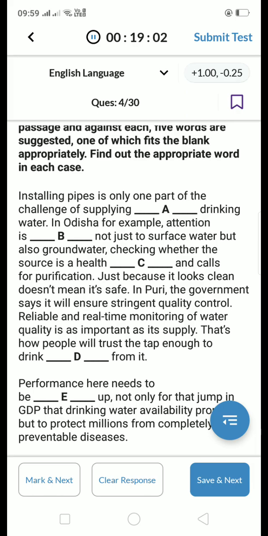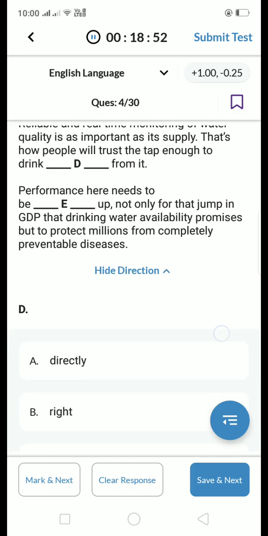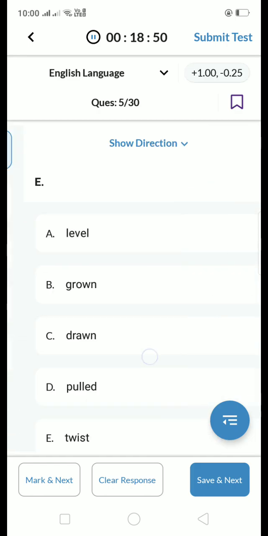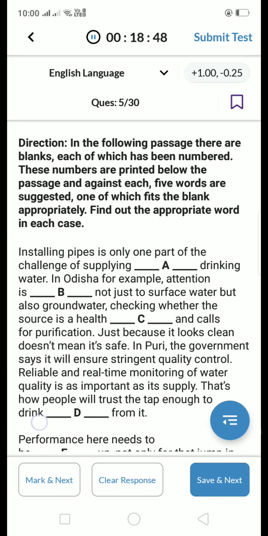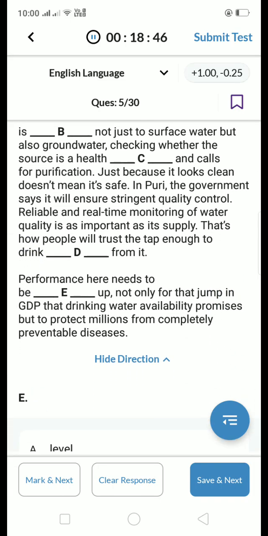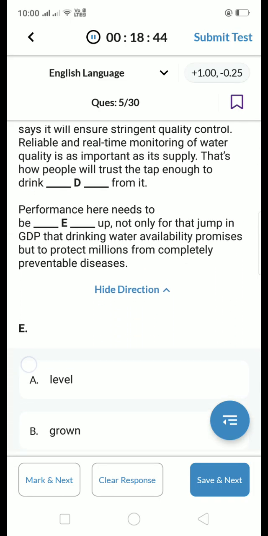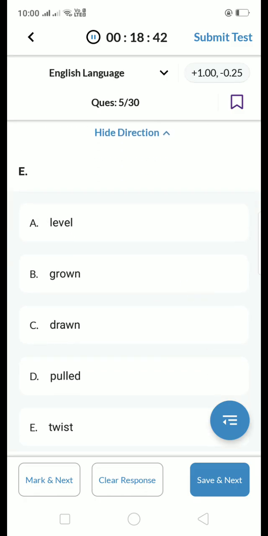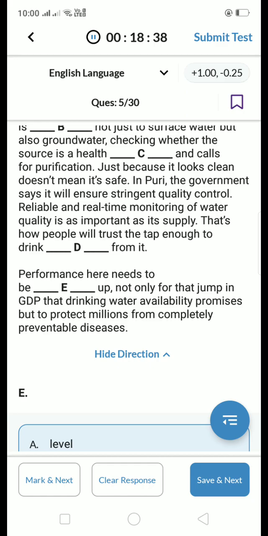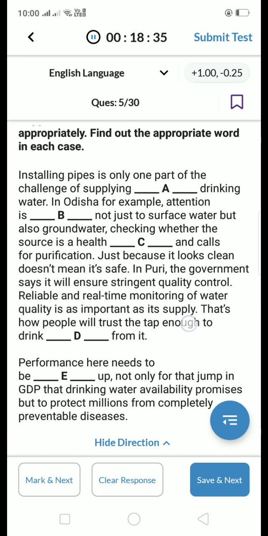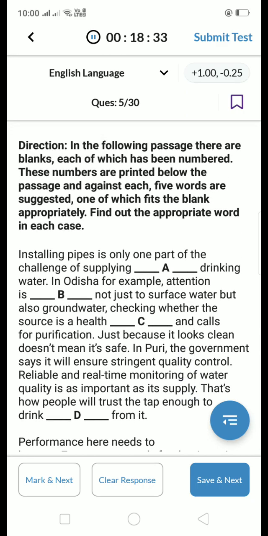In Puri, the government says it will ensure stringent quality control, reliable and real-time monitoring of water. Quality is as important as its supply. That's how people will trust the tap enough to drink dash from it. I think directly, yes, directly. Performance here needs to be dash up. Okay, performance needs to be level up. Okay, तो 5 questions थे closed test में and this was pretty easy.